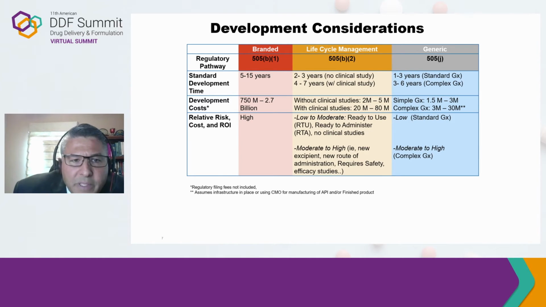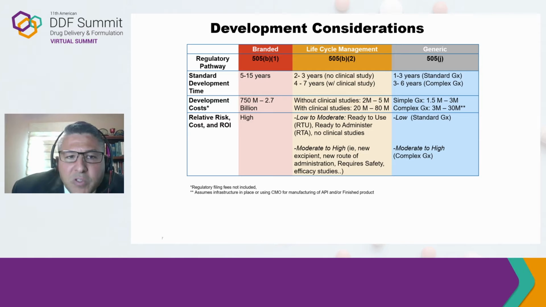But going to 505(b)(2)s, you can look at them as two diverse sets. One is without any clinical studies, and standard development time is somewhere 2 to 3 years. And with a clinical study, depending on the type of clinical study and clinical study design, it could range anywhere from 4 to 7 years.